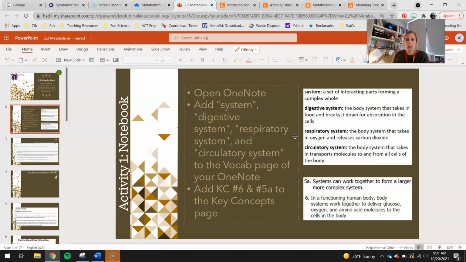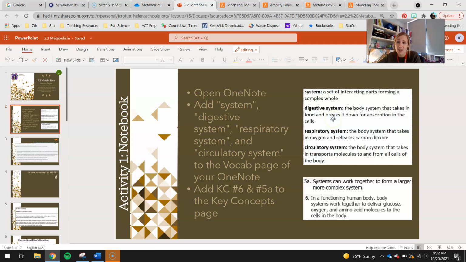You guys are going to open your OneNote, add system, digestive system, respiratory system, and circulatory system to your vocab page. Again, you guys should be all very well aware about what these mean. So a system is a set of interacting parts forming a whole. But obviously when we're talking system, we're talking about all the different organs that make up each system of the body, like the digestive, respiratory, and circulatory system.